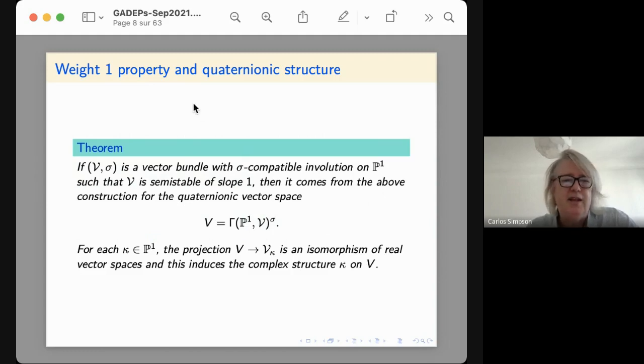So that's why in the title here I say a quaternionic structure, you can think of that as a property of being weight 1, basically. So it's something that's analogous to having a weight 1 Hodge structure in Hodge theory.